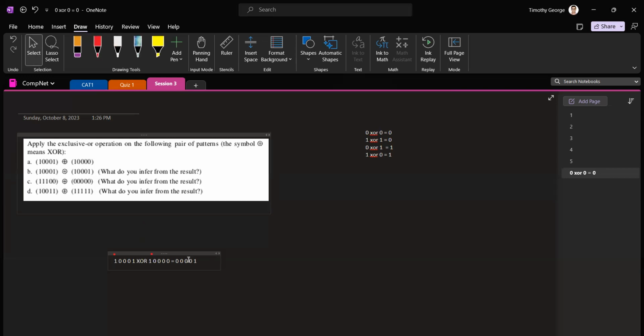Oh, actually, let's solve it then. Then we can make an inference. So the first one, there's nothing to infer. Let's quickly do this question.